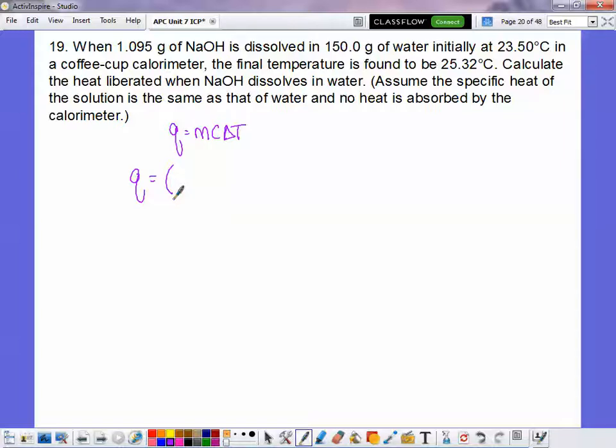Or is it the whole mass together? It's the mass all together. It's the mass of everything that's in your solution. So it's the total mass of solution, which would be the 1.095 grams plus the 150 grams.